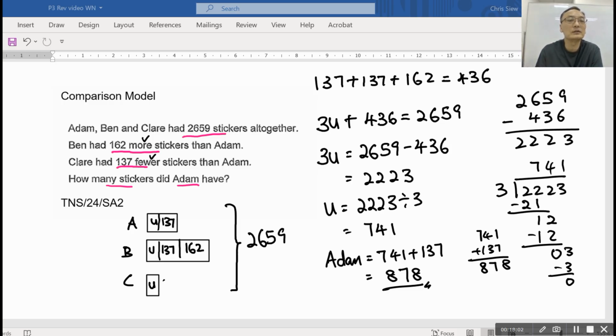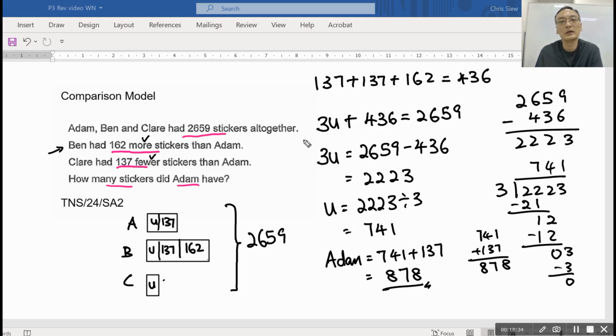For example, in this question, we start drawing the model between Ben and Adam. So Ben is 162 more than Adam. That's how we draw the model. Longer for Ben, shorter for Adam. Claire's model is shorter than Adam by 137. So over here is Claire. After we draw this, we know that Claire has 1 unit and Adam will be 137 more than 1 unit. Then we complete Ben's model by adding all this information here.